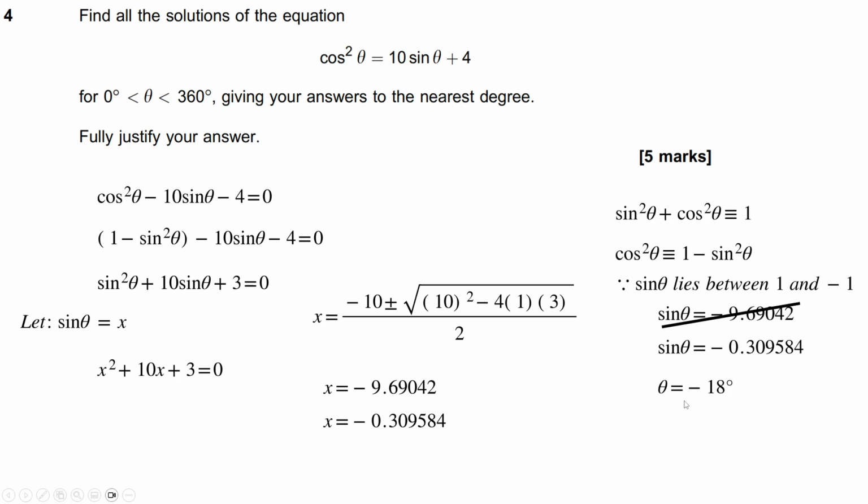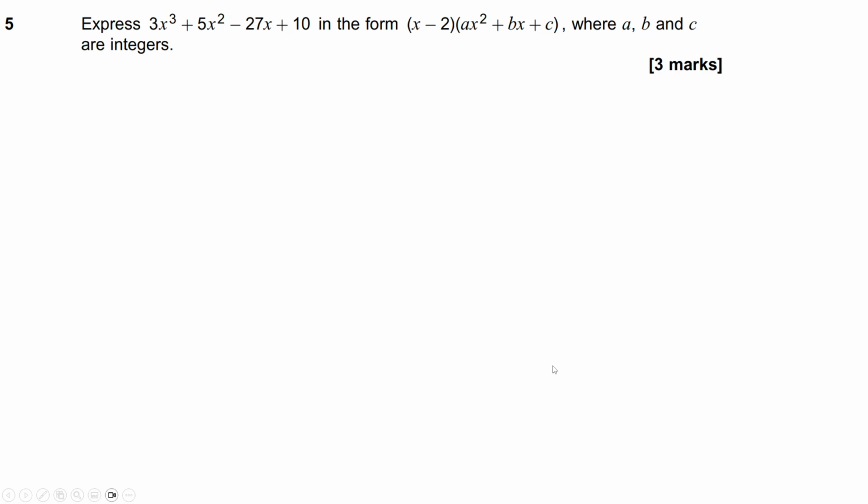If you inverse both sides, you'll get minus 18 degrees. And then you do 180 minus 18 degrees to get the other solution, which is minus 162. Add 360 to both of them to be within range. You'll get this, and that's your answer.